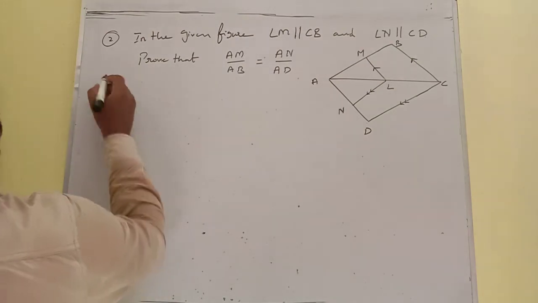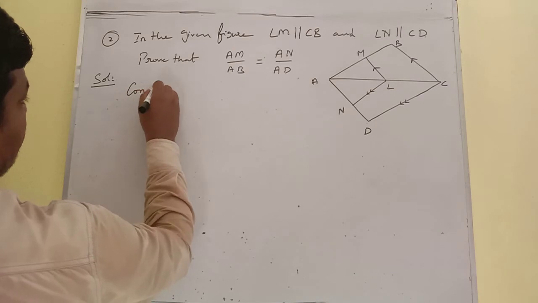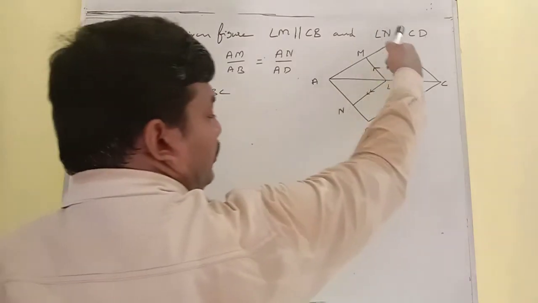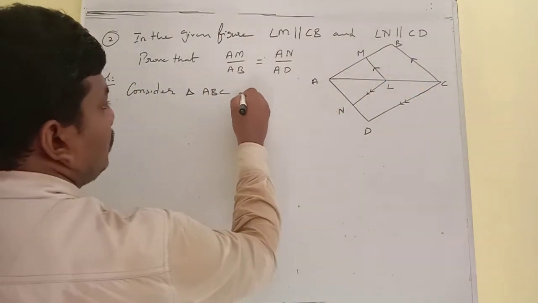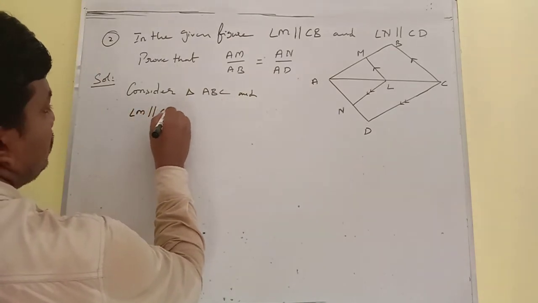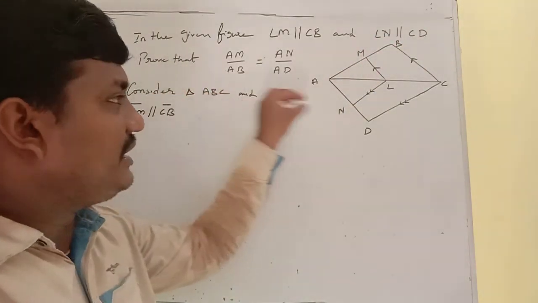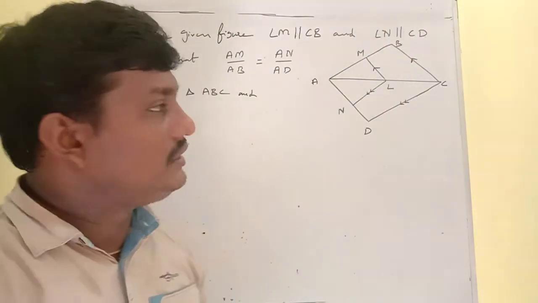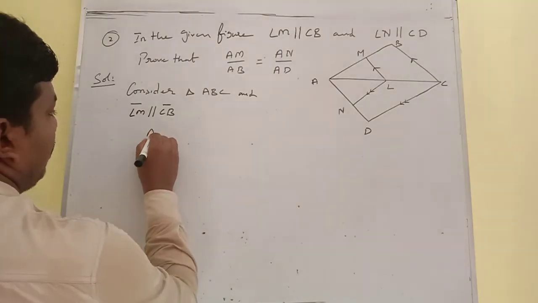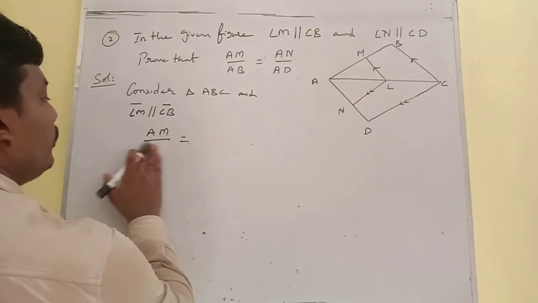Now, first, the solution for this. Consider triangle ABC, the top triangle, we have to consider first. LM is parallel to CD. So in this triangle ABC, if a line is parallel to one side of a triangle and intersects the other two sides at distinct points M and L, then we can consider AM by MB is equal to AL by LC. We are going to find AM by AB.